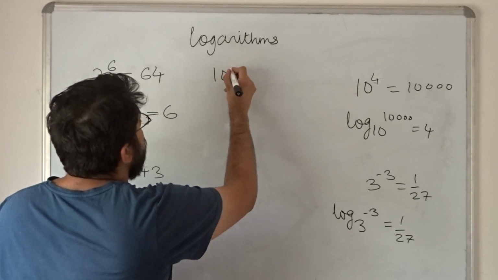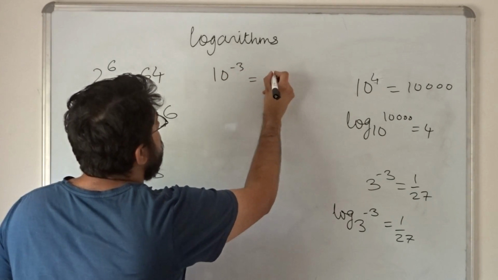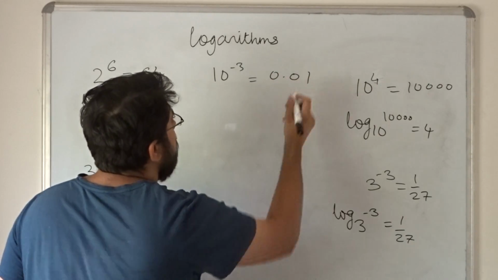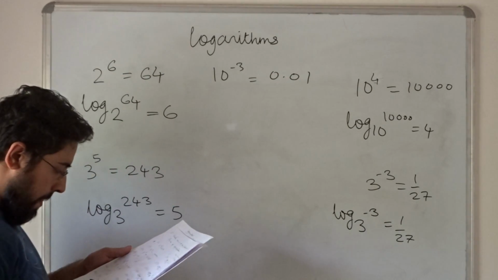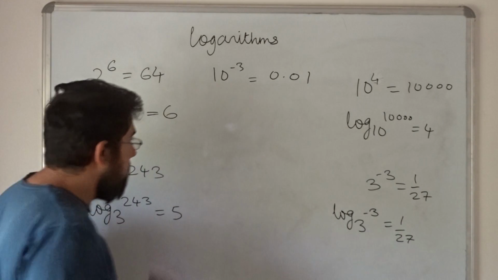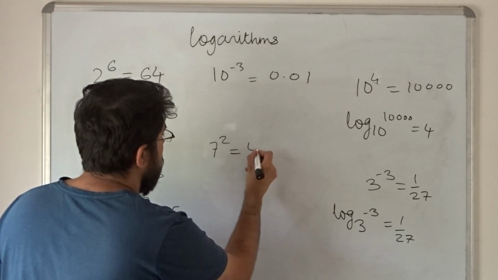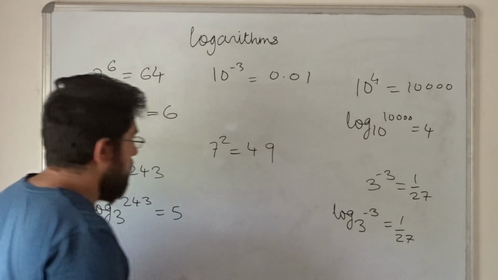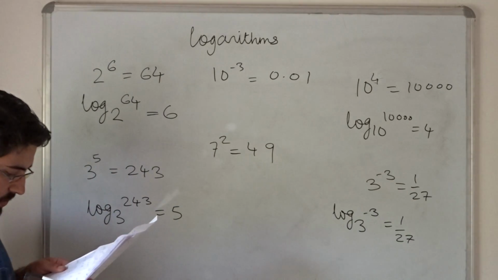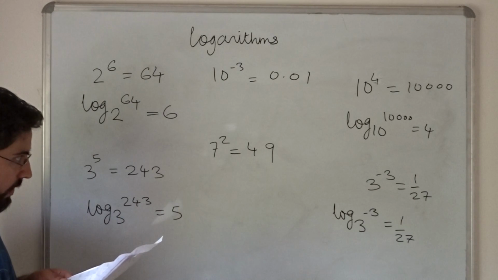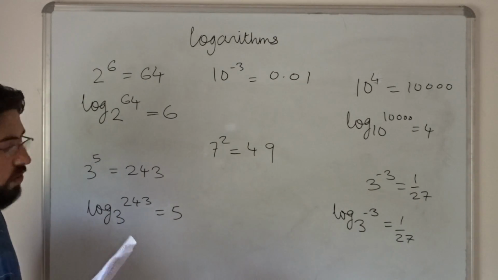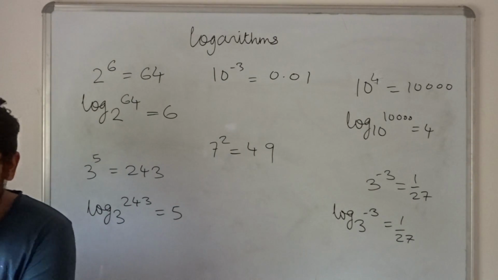So you have 10 to the power negative 3 equals 0.01. Okay? And 7 squared equals 49. Okay, we won't have room for one more yet.